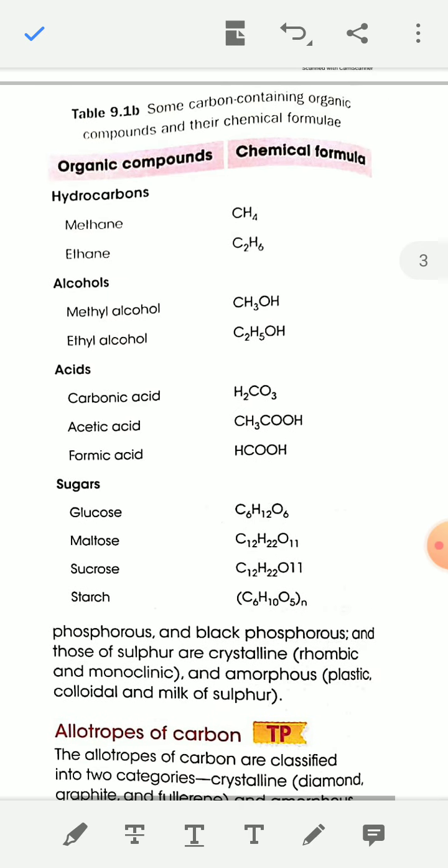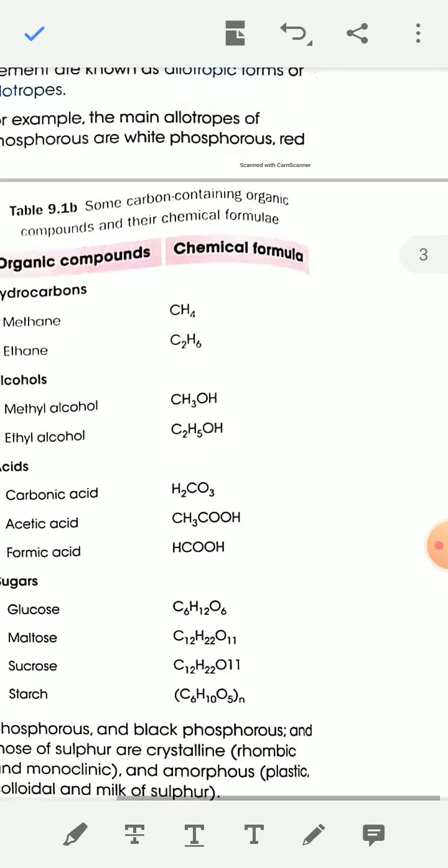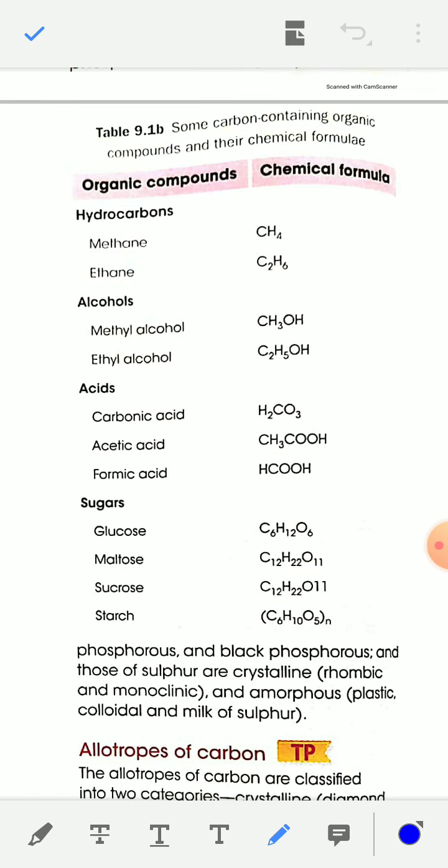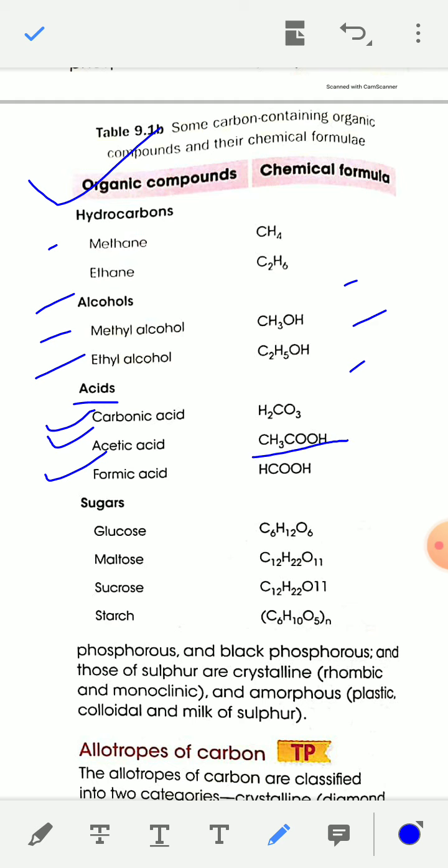And now see some organic compounds of carbon: methane, ethane, methyl alcohol, ethyl alcohol. And their formulas: methane is CH4, ethane is C2H6, methyl alcohol is CH3OH, ethyl alcohol is C2H5OH. Some organic acids such as acetic acid, formic acid. These are organic acids. Acetic acid is CH3COOH. It is also called vinegar.